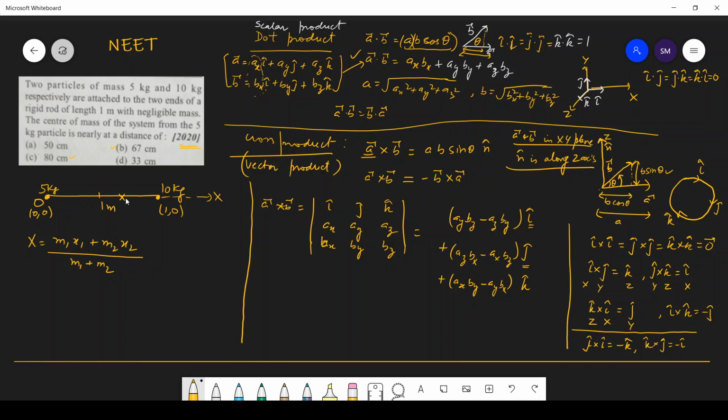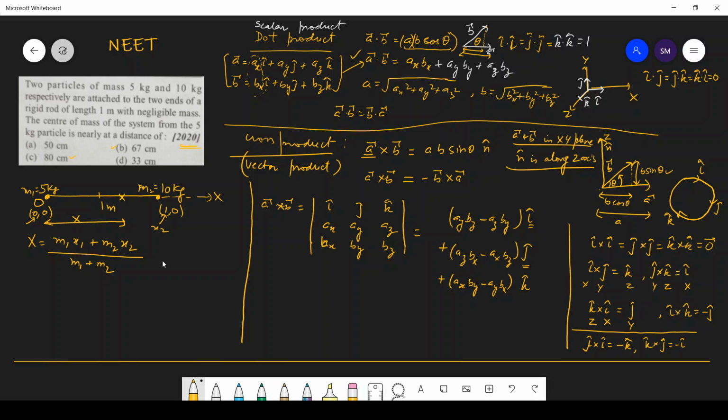So if this is your center of mass here, this distance is x. What is x1? x1 is 0. M1 is 5 kg. What is M2? M2 is equal to 10 kg. What is x2? x2 is its distance from the origin, that is 1. So put these values here, you will get the center of mass. What is the center of mass? 67 centimeter. Yes, 67 centimeter is the correct answer.